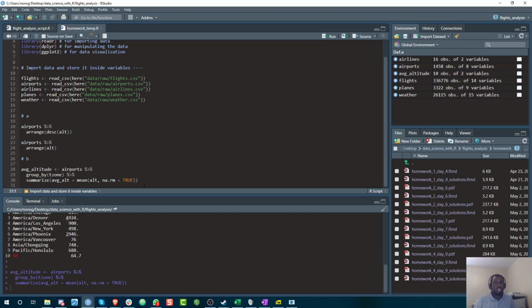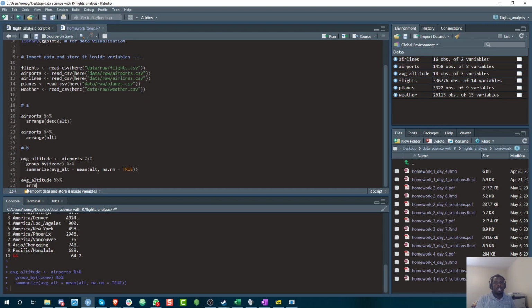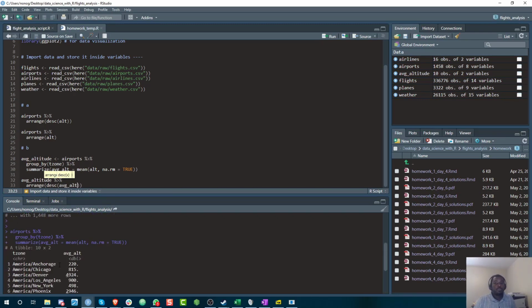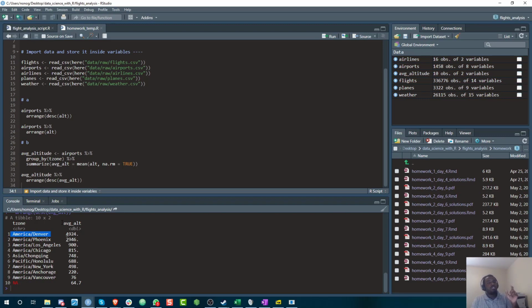Average altitude, like that. And for the first question, the time zone which contains the highest average airport altitude, I can just use the data set that I just created, and I'm going to arrange in descending order average alt, which is the name of the column that I just created. I want to reorder this. So Denver, that time zone, has on average the highest altitude, and Denver is in Colorado.